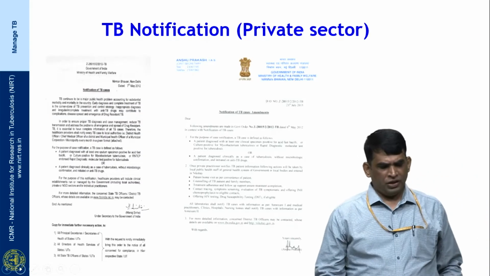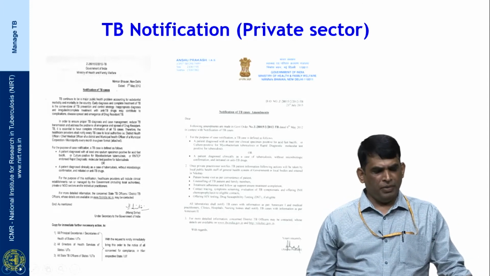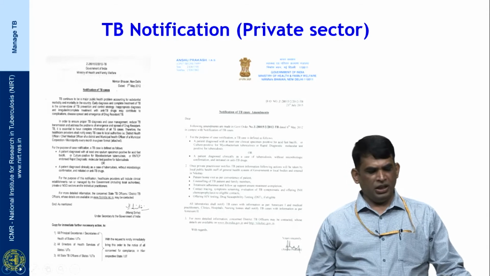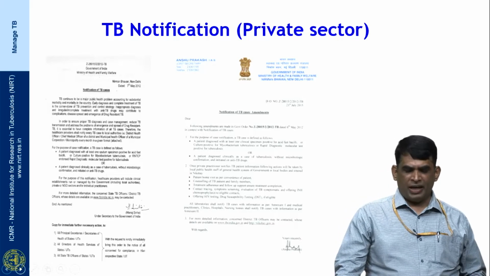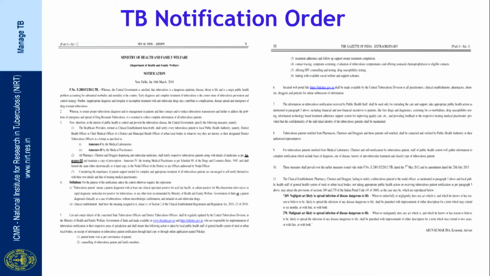For TB notification, the first OM was issued in May 2020. Then the next OM was issued on 21st July 2015, in which initially it was for chemists, then for labs, and then practitioners. Overall, this mandatory notification was issued by the Government of India, so that TB is a notifiable disease, and any person who diagnoses a TB case has to notify that case to the nearest health facility, so that public health action can be taken.